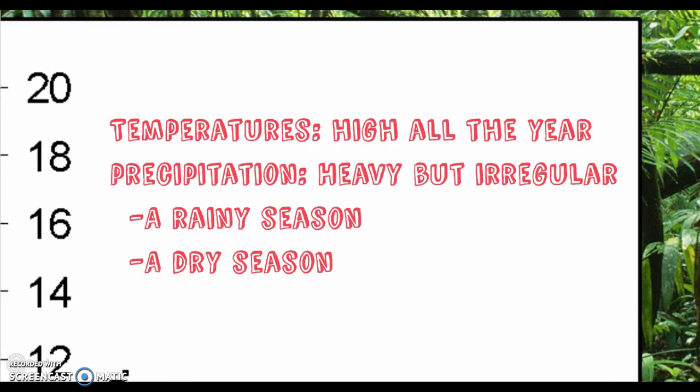So temperatures are high all the year, and precipitation is heavy but irregular, because there is a rainy season and another dry season. The dry season used to be August, September, October and November, and the rainy season the rest of the months of the year.